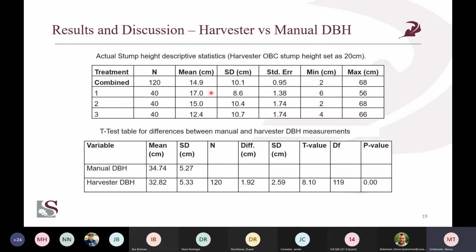So if the stump height is set at 20 centimeters, the harvester knows that at that first log at 1.1 meters, that is DBH. And because the stump height that is actually achieved is lower than the stump height on the harvester's computer, there would be differences in the DBH measurements between what the harvester says and the manual measurements. So in this trial, the manual DBH measurement was 34.72 compared to the harvester's DBH of 32.82.